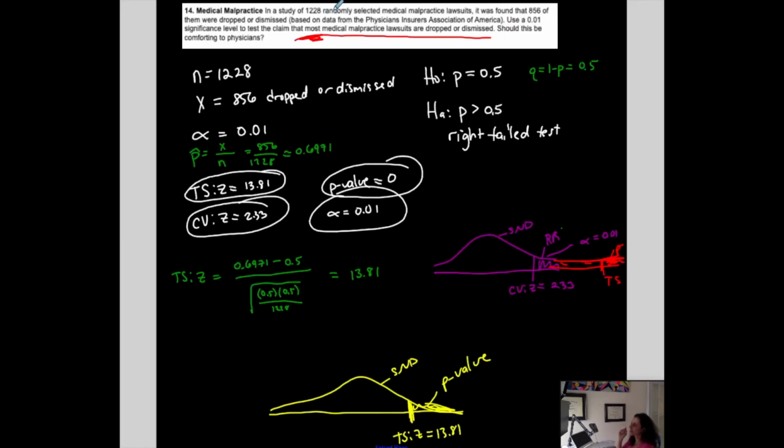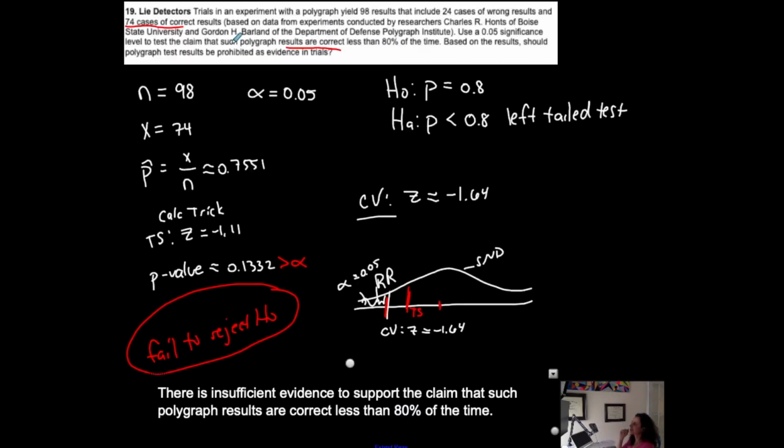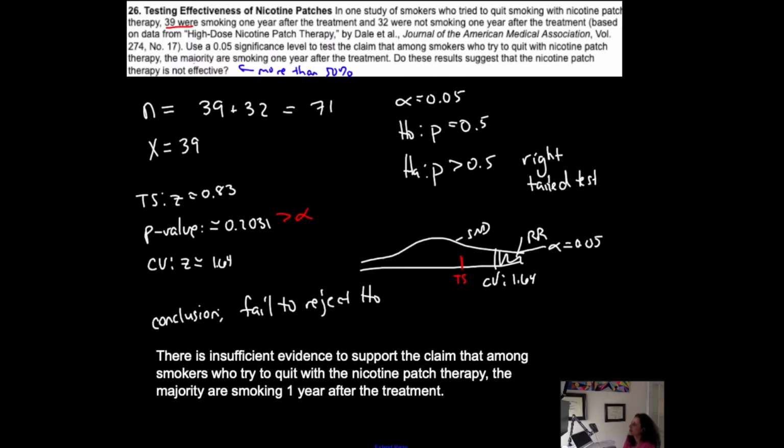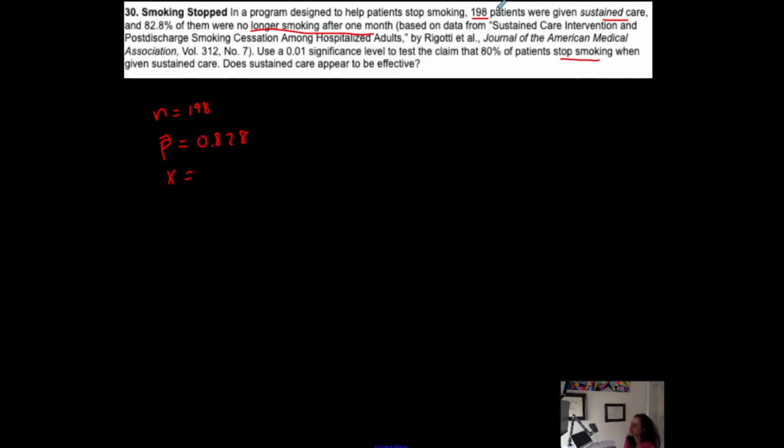Like this one says, this is my sample size, and out of that, this many had successes. This one says, this many were this case, this many were this case, this is the total. This one says, I had 39 smoking 1 year after and 32 not smoking 1 year after, but it doesn't give me the sample size. But this one says, I have 198 patients, and this percentage of them were no longer smoking. That's p hat now given to me. So I'll find x in a second. Let me finish this off.